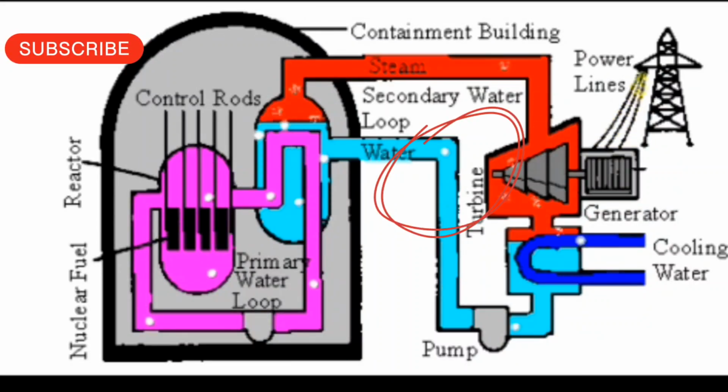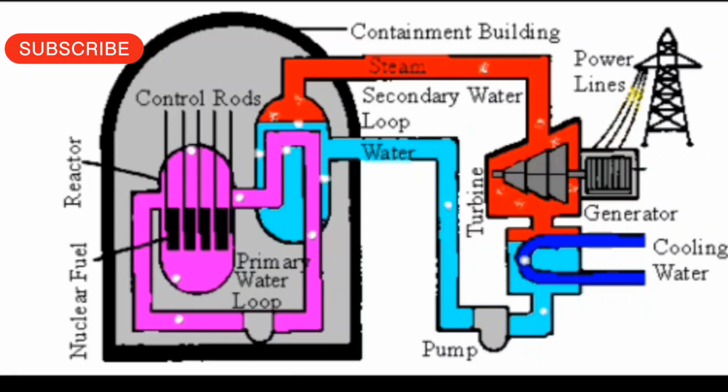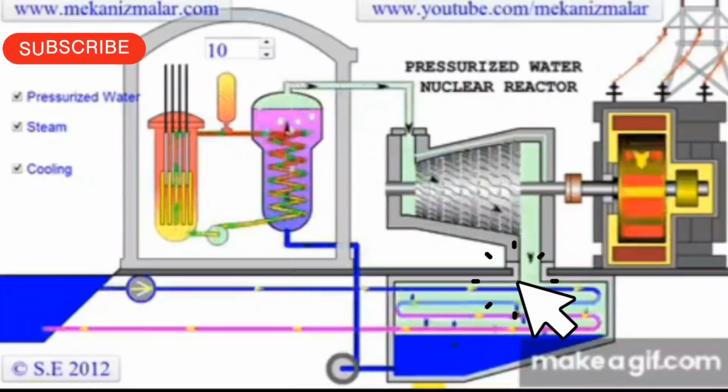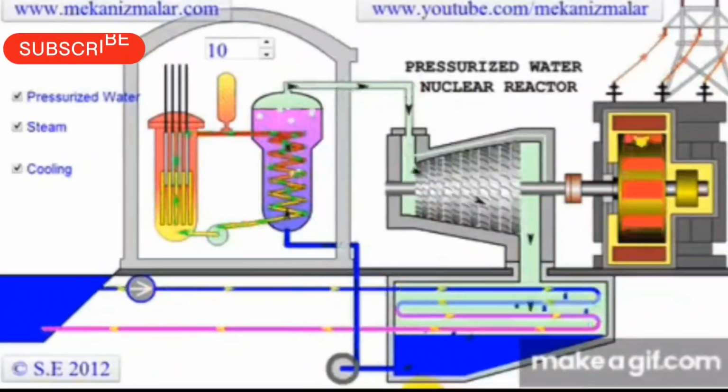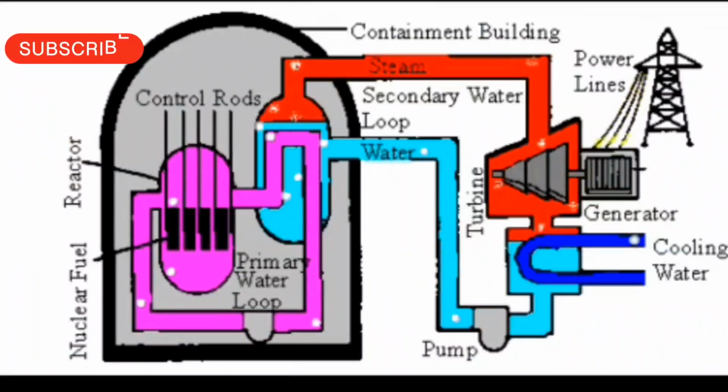After passing through the turbine, the steam enters a condenser, where it's cooled down using water from a nearby source, like a river, lake, or cooling tower. The steam condenses back into water and is pumped back to the steam generator to be used again, making it a closed-loop system.